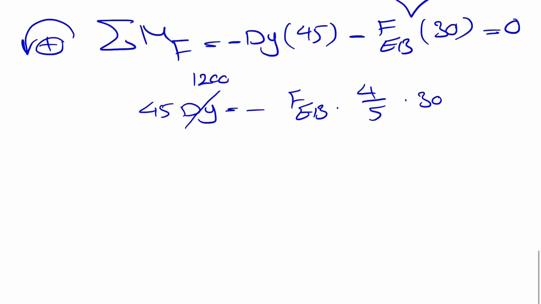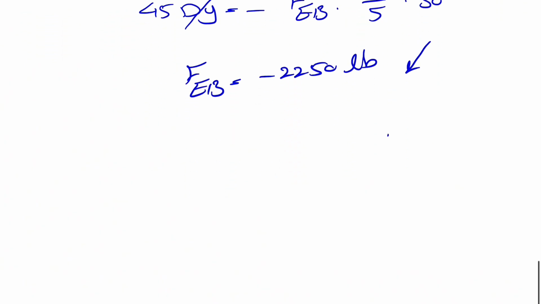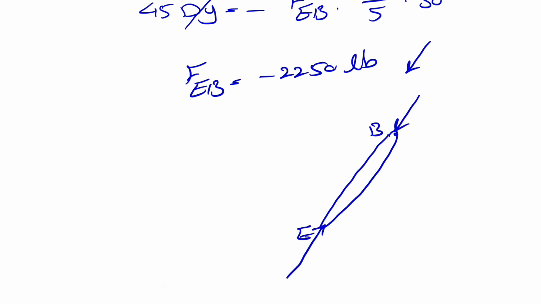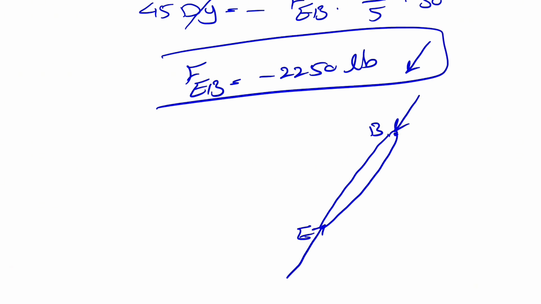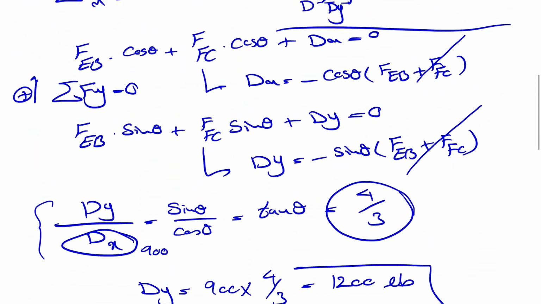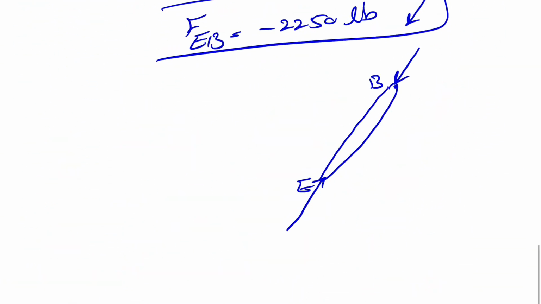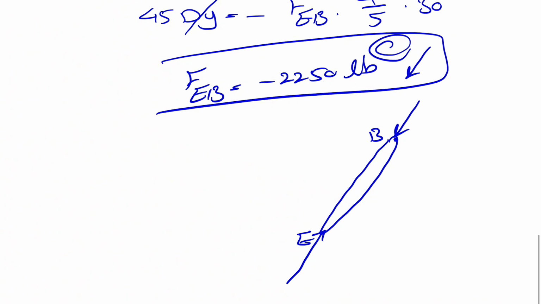and this is going to give us FEB equals minus 2250 pounds, and the negative sign in here shows that the force was actually in this direction, meaning the member EB in here will be in compression. Again, based on Newton's law, the force that is applying on member EB has to be in the opposite direction. So the member will be in compression, and if it is in compression, the cross section that we need to consider is in the middle part of the member.